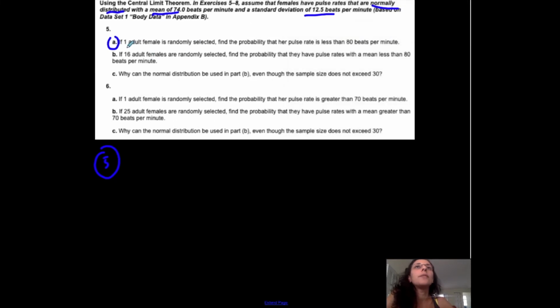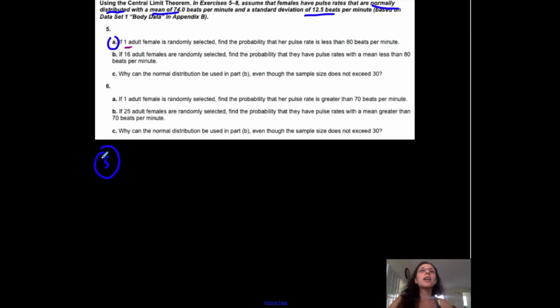So, for example, I'll do number 5. In exercises 5 through 8, assume that females have pulse rates that are normally distributed. That's nice, they're normally distributed already, with a mean of 74 beats per minute and a standard deviation of 12.5 beats per minute. Let's do number 5. I'll go ahead and use my purple again. If one adult is randomly selected, find the probability that her pulse rate is less than 80 beats per minute.